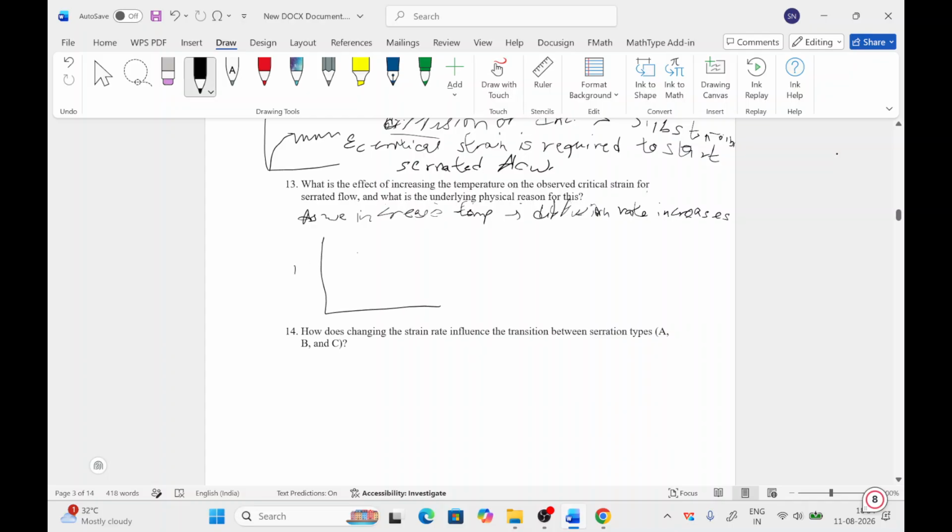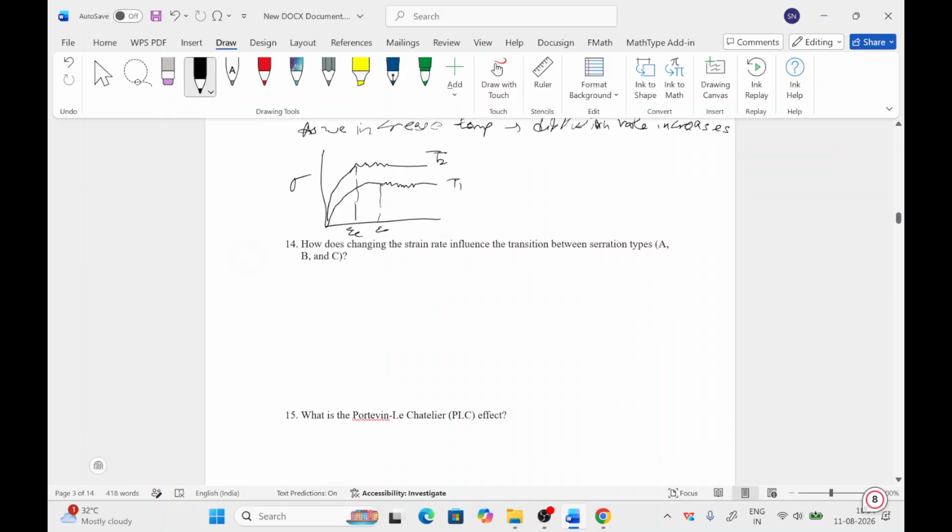Yes, we can see this is at T1. So this is at T2. So the critical strain is decreased with increase in temperature.